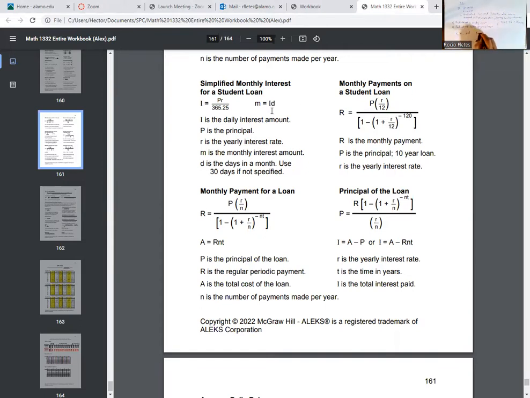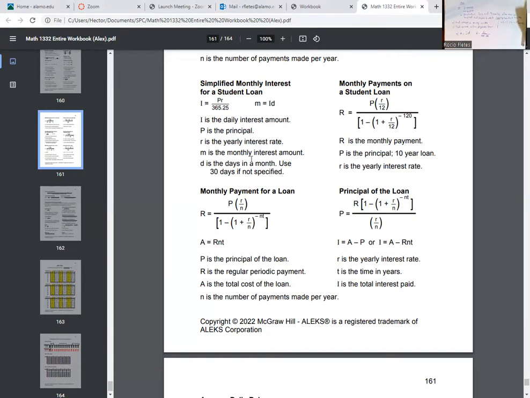So I is equal to PR divided by 365.25. That's an interesting number, okay? So it's not times 25, it's 0.25. Make sure you look at these two formulas here. I is the daily interest amount, P is the principal, R is the yearly interest rate, M is the monthly interest amount. That is what we're looking for. D is the days in a month, and we want to use 30 days if not specified, right?